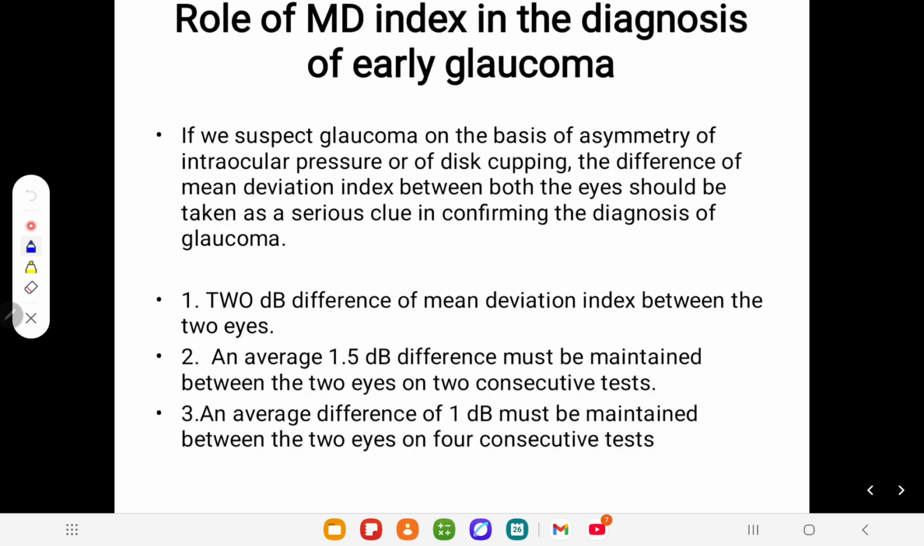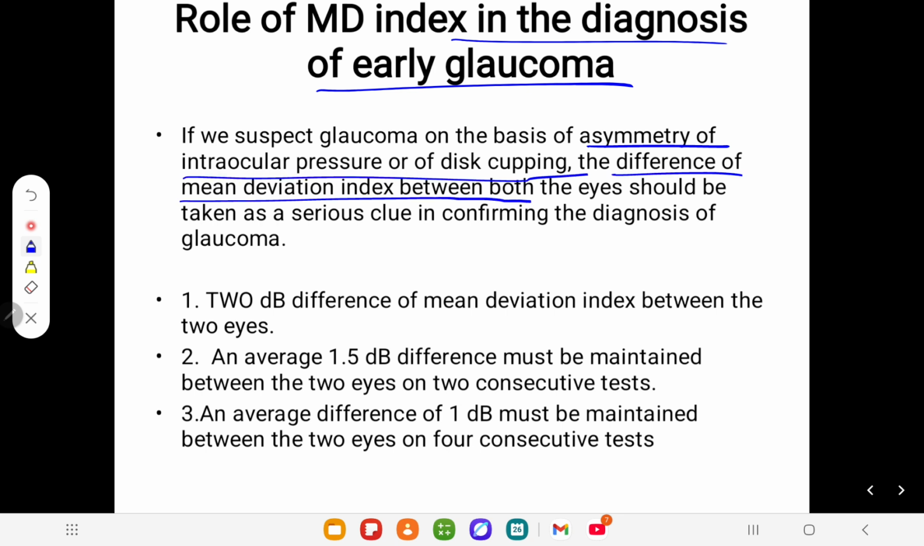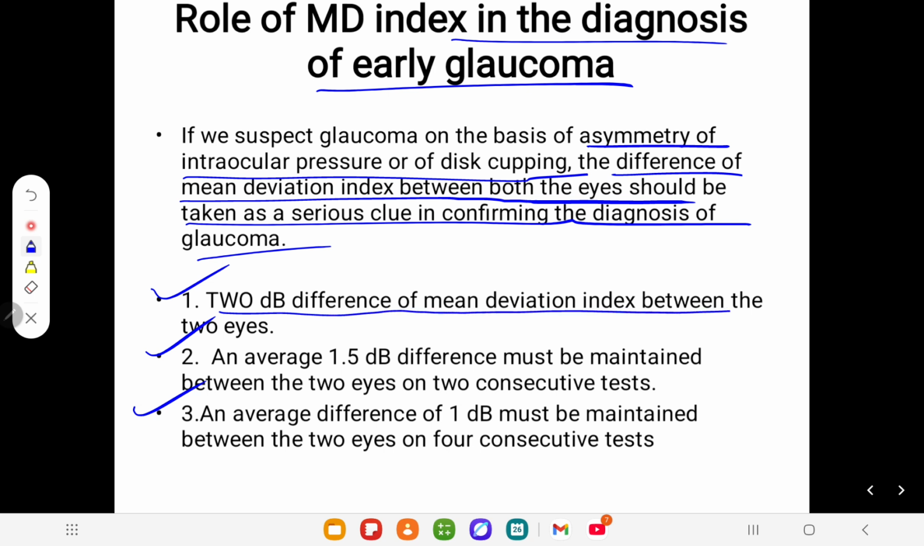Okay. The role of mean deviation in the index of diagnosis of early glaucoma. I'm going to go through it speedily. If we suspect glaucoma on the basis of asymmetrical intraocular pressure and disc copying, the difference of mean deviation between both eyes should be taken as a serious clue, as I have already discussed. There are three things that you have to understand. A 2 decibel difference in the mean deviation between the two eyes, you have to take it seriously.